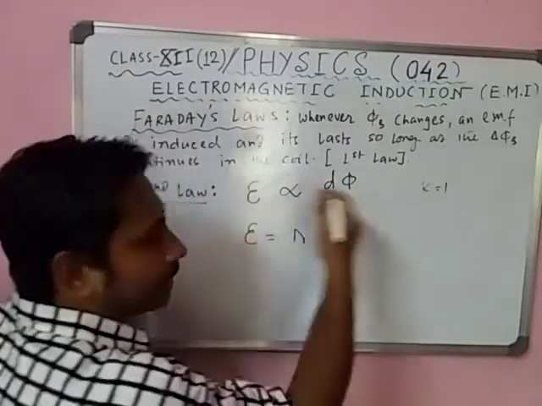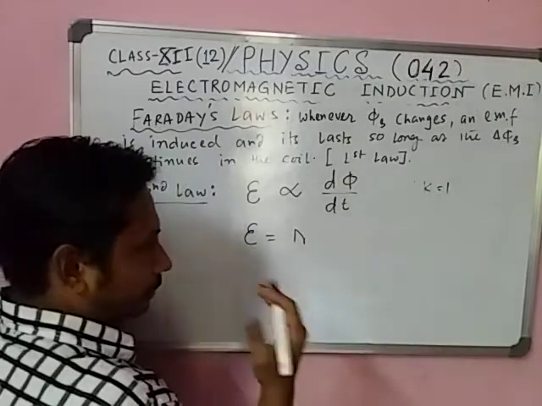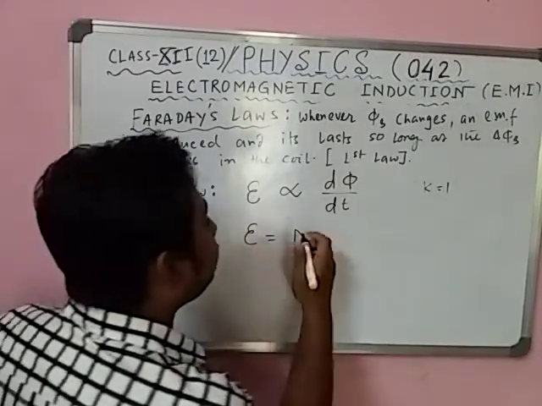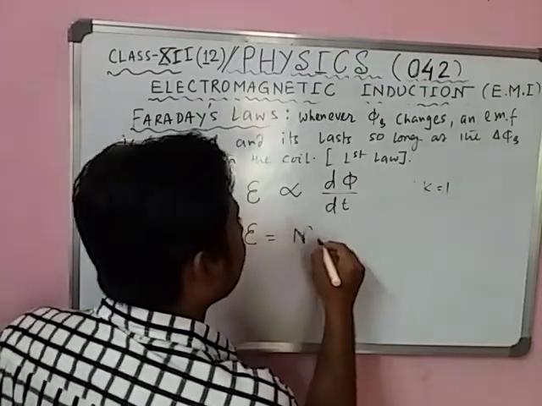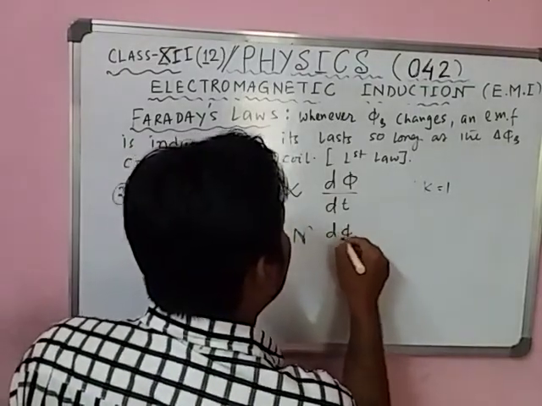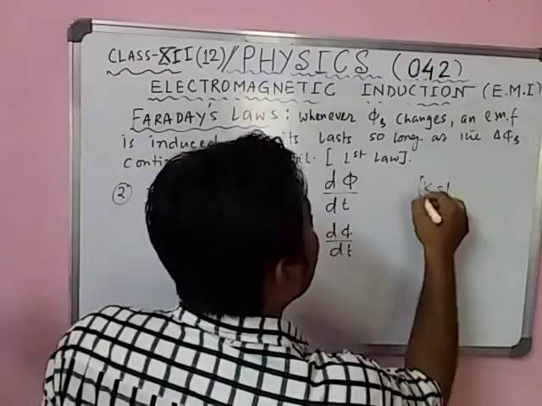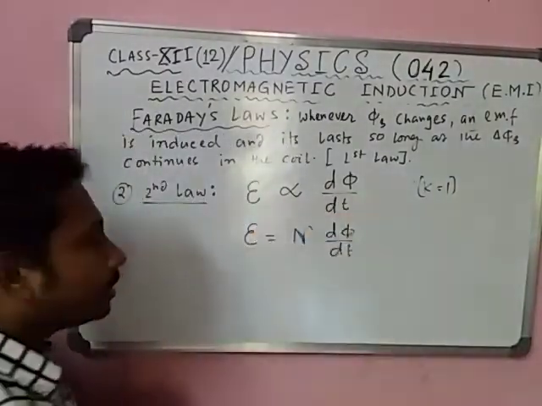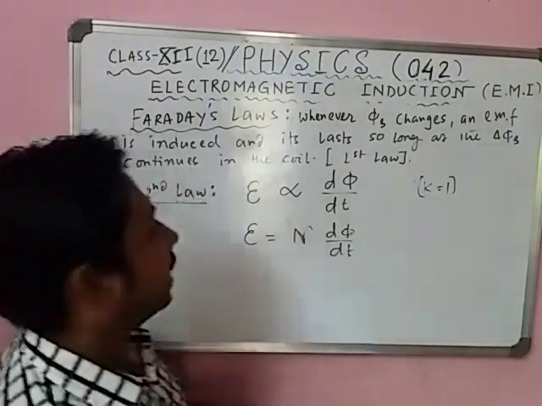Okay, we can consider the number of turns N, because here we are considering a coil. Coil means there should be a number of turns. So E = N dφ/dt. Here we take the constant K equal to 1 because we are considering the medium here. So E = N dφ/dt.